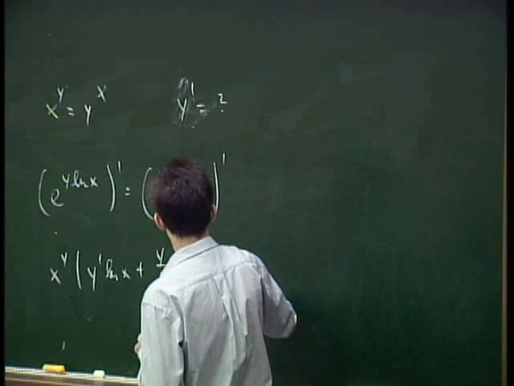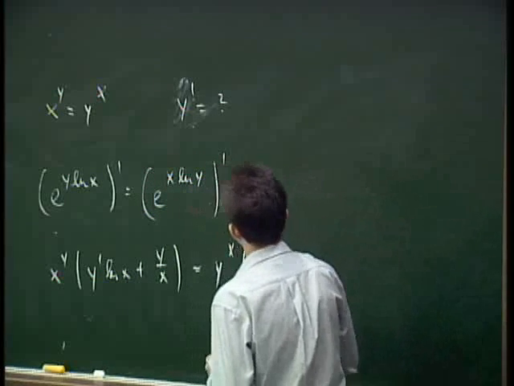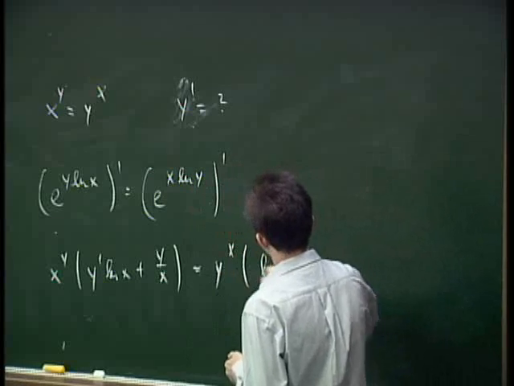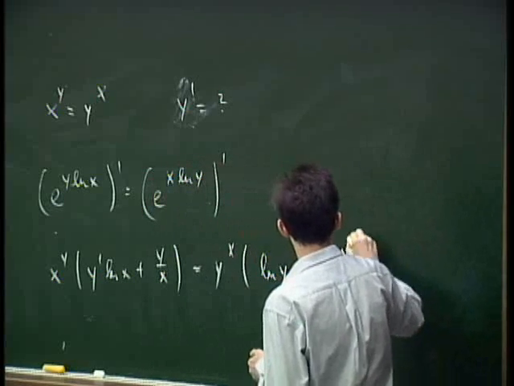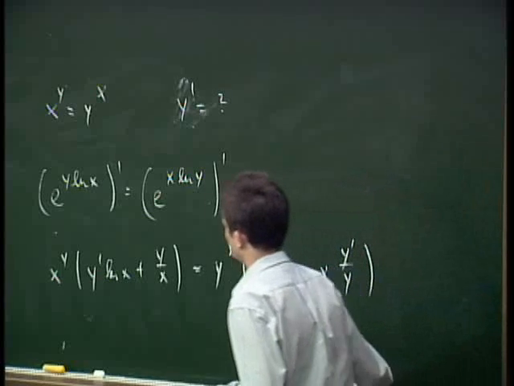So what you get is y to the x, and the derivative of the inner function is ln y plus x times the derivative of y over y. And now you solve this for the derivative of y.